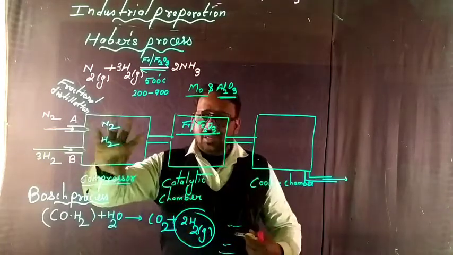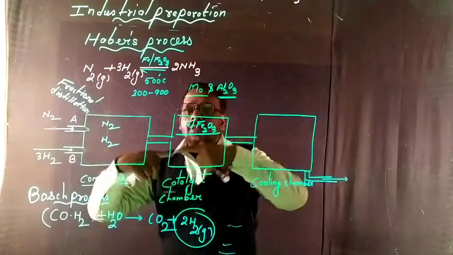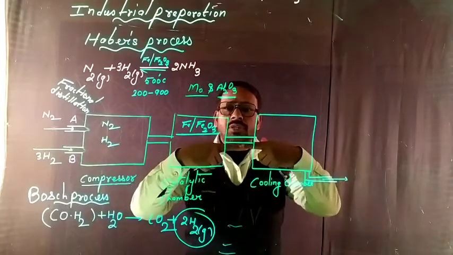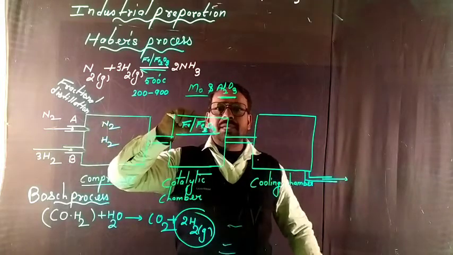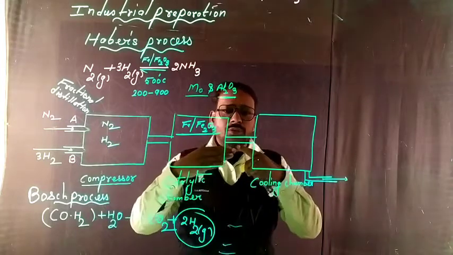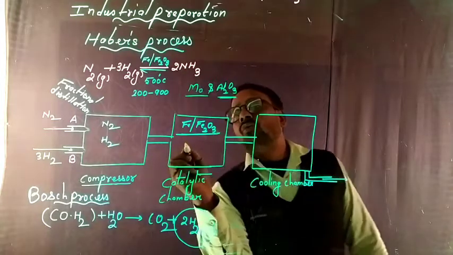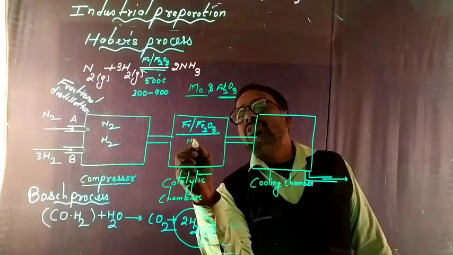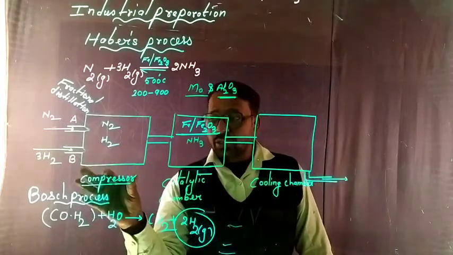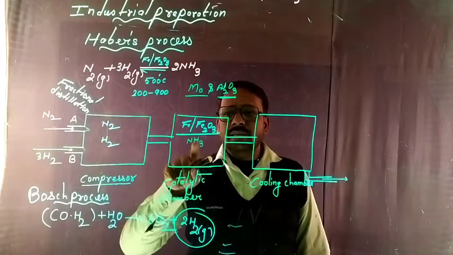Then after the compression, why do we need to compress the N2 gas and H2 gas? To bring them closer to each other. Once they are brought near to each other, what will happen? The reaction will take place. What will form? NH3 gas will form. That's why we maintain the pressure here, to bring them closer. And once they come closer, what forms?